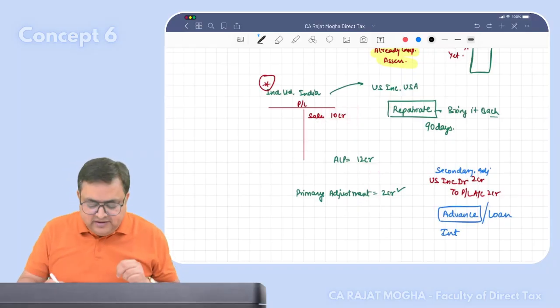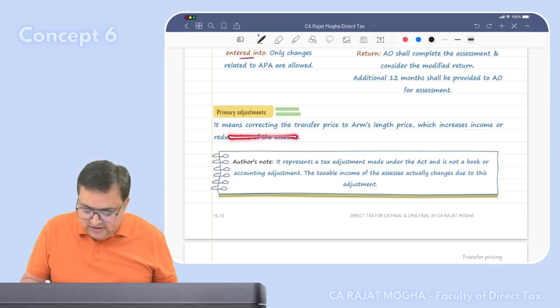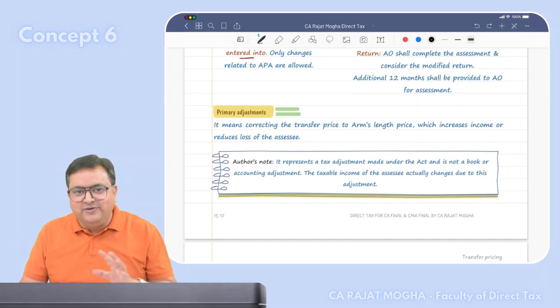Just your income would be increased, India Limited. So it means correcting the transfer price to arm's length price, which increases income or reduces the loss of the assessee. As of now, you can write, learn it by this. It increases the income, or you can also say reduces the loss.